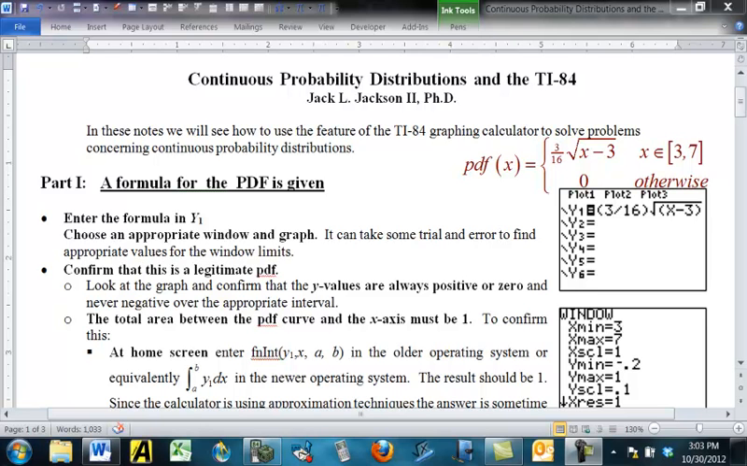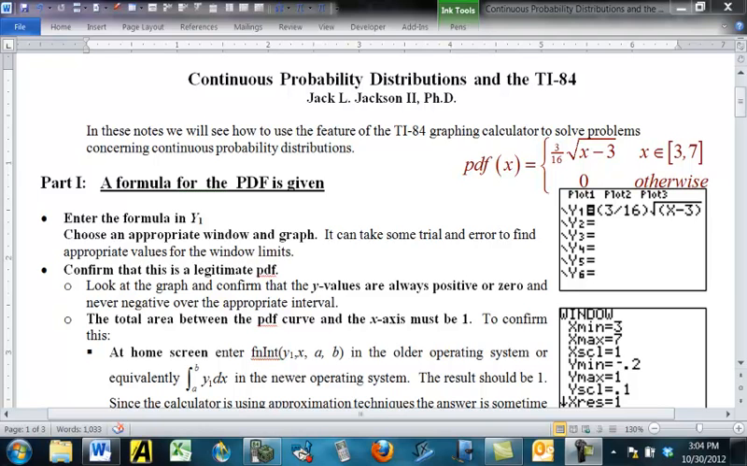The directions are basically on the left, and on the right there's an example worked out. So part one is going to consider that a formula for the PDF is given. So I've given an example here. For this particular one, PDF of x is 3/16 times the square root of x minus 3. And this is going to be valid for x going from 3 to 7, and it's 0 otherwise. So the 0 otherwise means we can basically ignore everything outside of that.